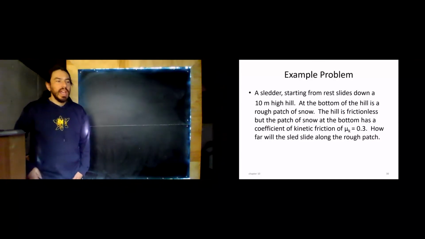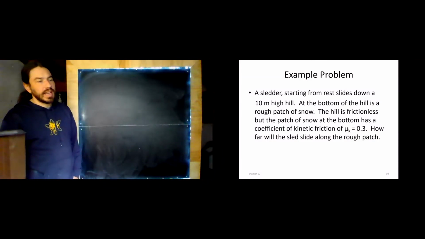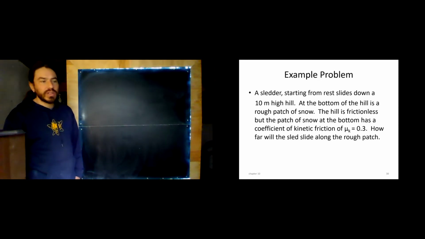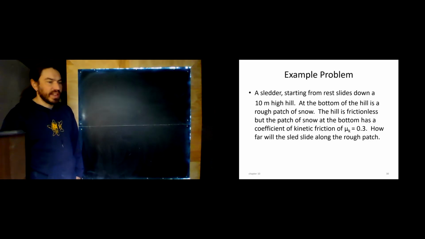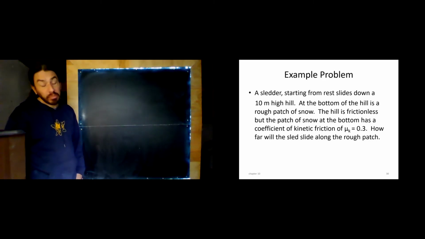Let's do another one. A sledder starting from rest slides down a 10-meter high hill. At the bottom of the hill is a rough patch of snow. The hill is frictionless, but the patch of snow at the bottom has a coefficient of kinetic friction of mu sub k equals 0.3. How far will the sled slide along the rough patch?